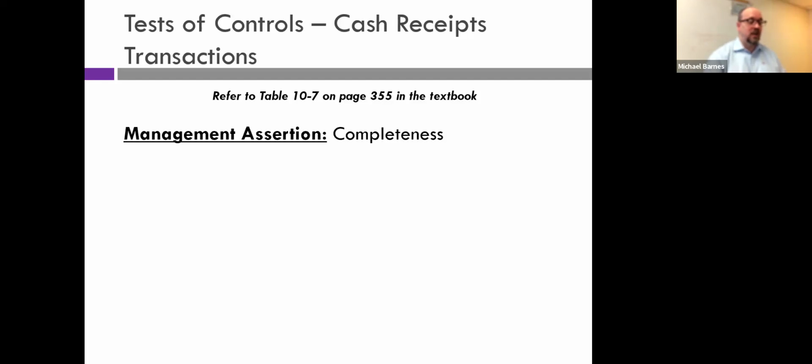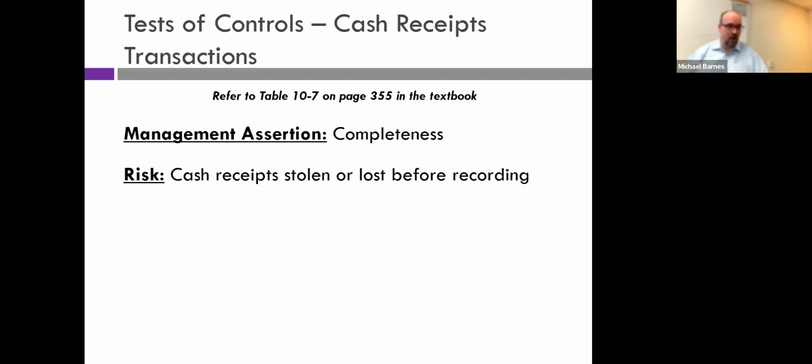So I'm going to say the assertion of completeness: cash receipts stolen or lost before recording. That's certainly a problem that could exist. However, there could be a solution to that, right? What if we never put the money in the hands of the client? What if there's never somebody at the client who actually gets their hands on cash from the transactions? Have we looked at something like that before?